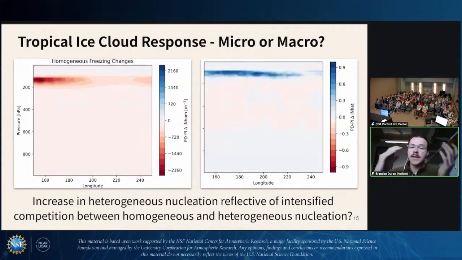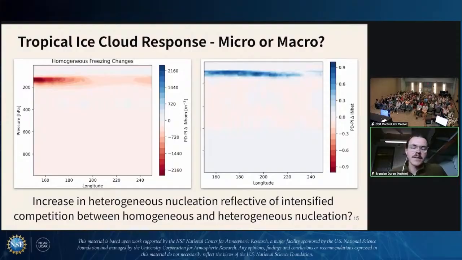And there's potentially a cool story here, which is that the same plot on the left that I just showed you, this decrease in homogeneous nucleation, has a corollary increase in heterogeneous nucleation in this upper region of the tropics. Despite the fact that the magnitude of these changes is quite different, this could be an indicator that there's increased competition, where heterogeneous nucleation is occurring at lower supersaturations and really suppressing the homogeneous nucleation.